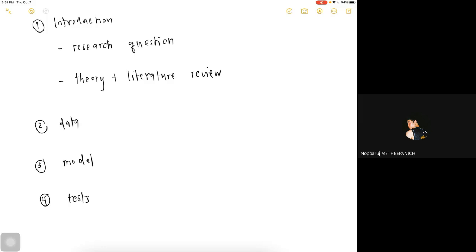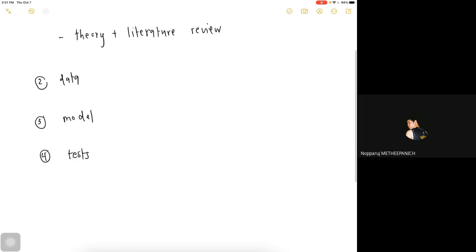And once you know which variables you can use, right now is the time to find the data, just collecting data, right? I am pretty sure that most of you are going to use secondary data. So do you know what's the difference between secondary and primary data? Do you know that?